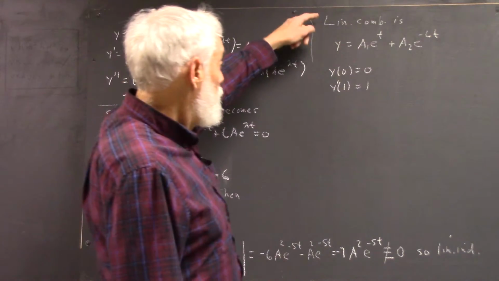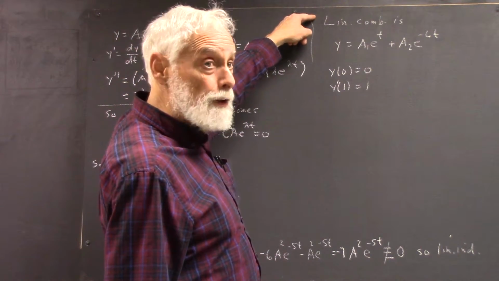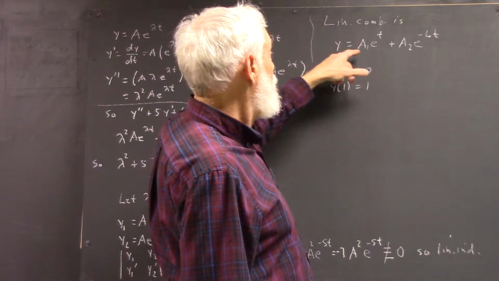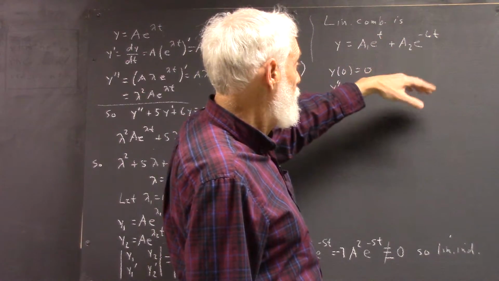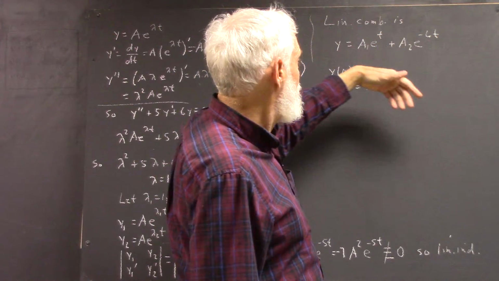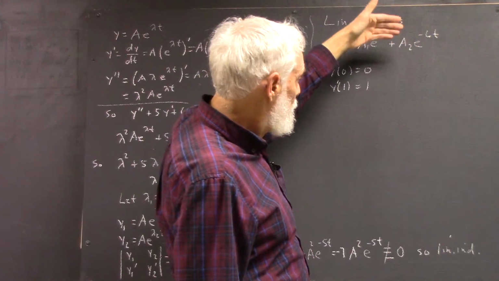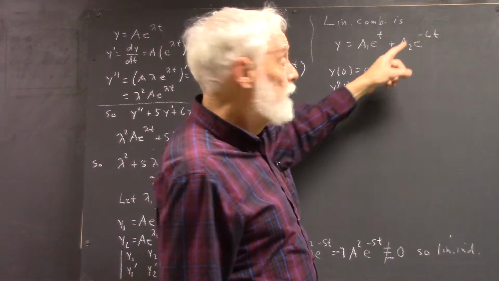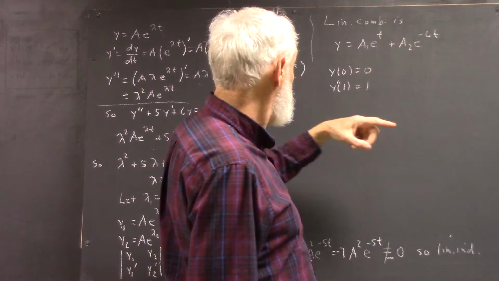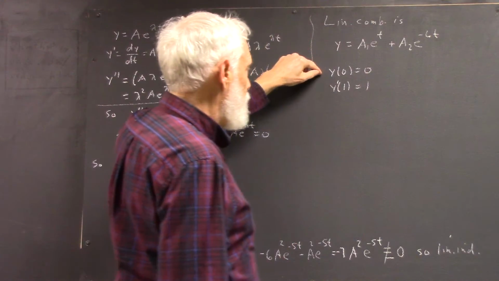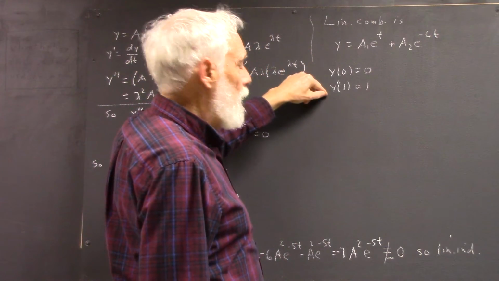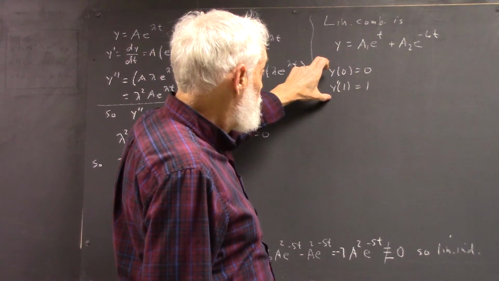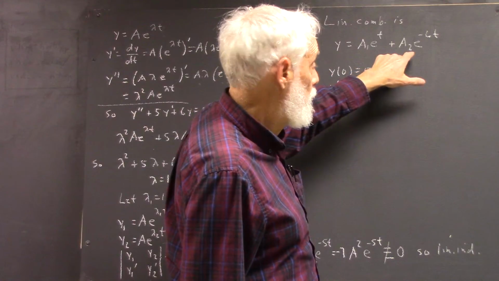So when we form a linear combination of our linearly independent solutions, that's going to be y equals ae to the t and ae to the -6t. Of course, these constants will in general be different, so we're going to call them a1 and a2. Then we take the condition y of 0 equals 0 and the condition y prime of 1 equals 1, and we apply these conditions and see if we can evaluate a1 and a2.